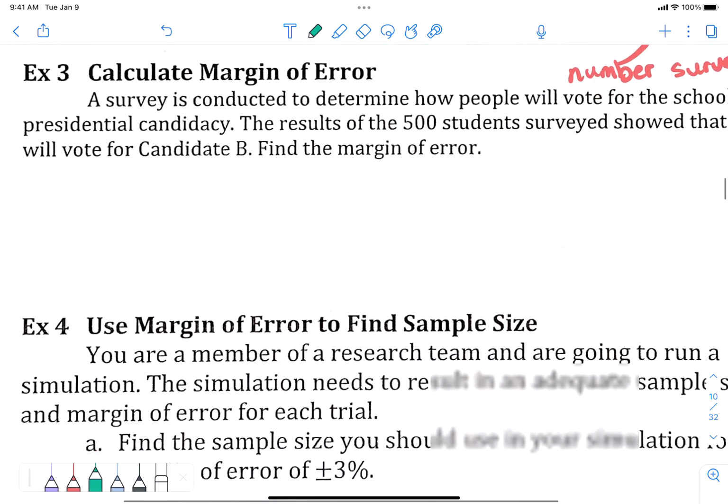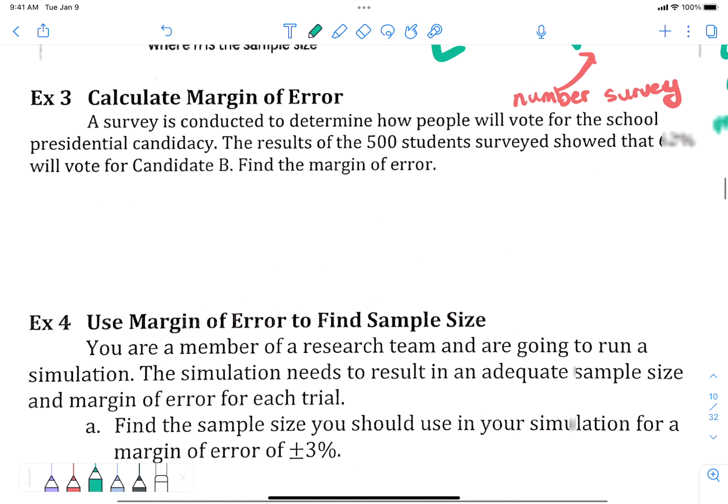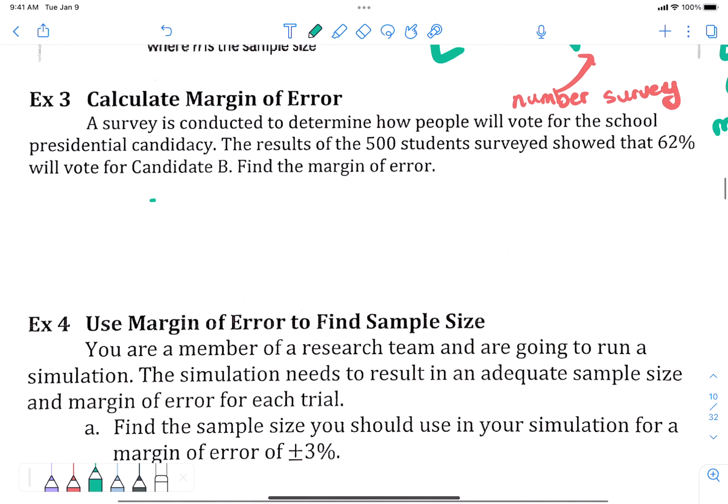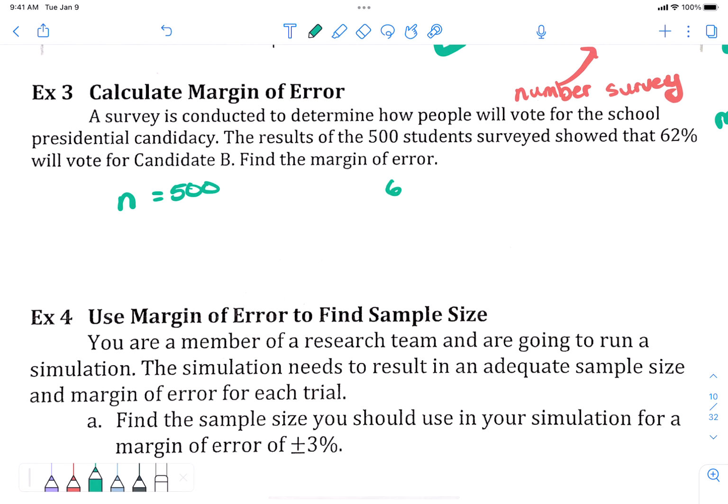Let's look at this example that they have. So a survey is conducted to determine how many people will vote for the school presidential candidacy. The results of the 500 students. Now, what does 500 stand for? What variable do we use for that? 500 is N. Caitlin said N is 500, okay? And according to the survey that we did, 62% said that they would vote for candidate B, okay?